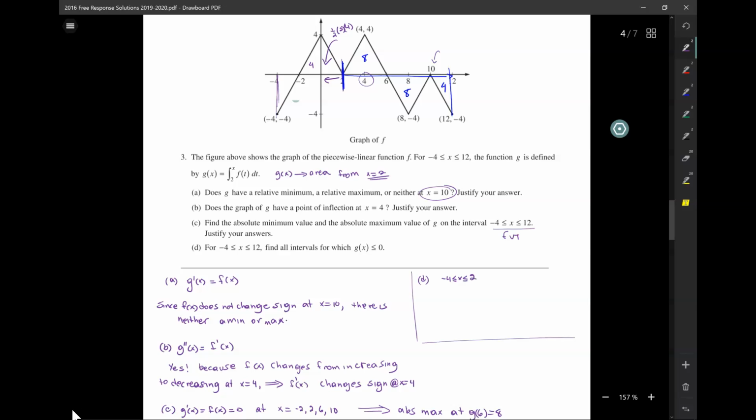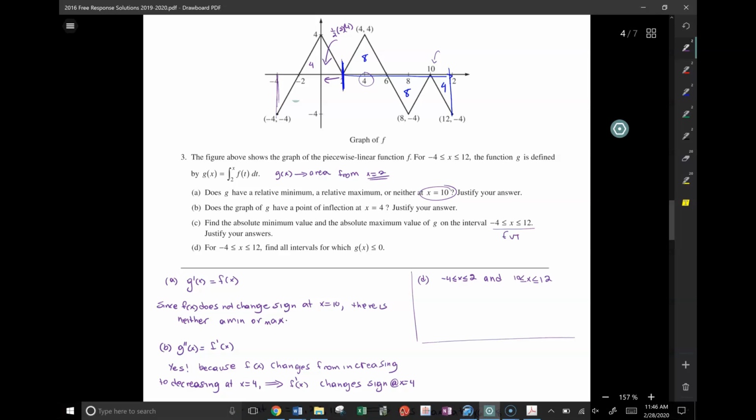Now technically at 2, what's the area? 0, but it says less than or equal to 0, so we're good. And then if I go to the right, positive, positive, here it becomes 0 at 10, right? The area becomes 0 at 10, and then from 10 to 12 it's strictly negative. So 10 to 12. Again, we can close the brackets at 2 and 10 because it wants to equal 0. Is that a problem? This one was actually kind of fun. I think I'll stop here today.